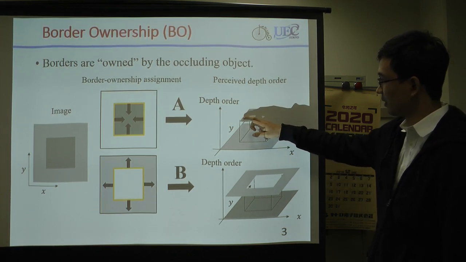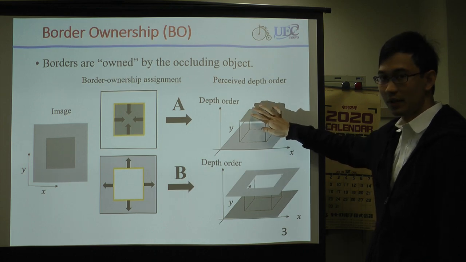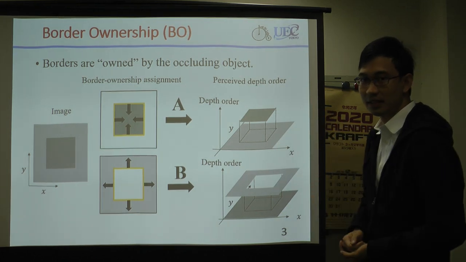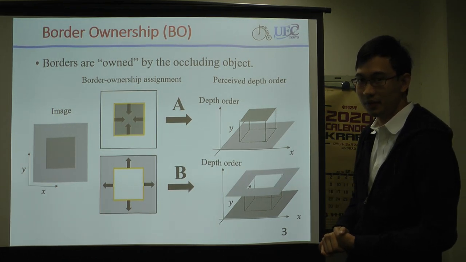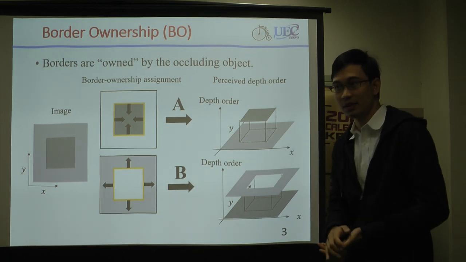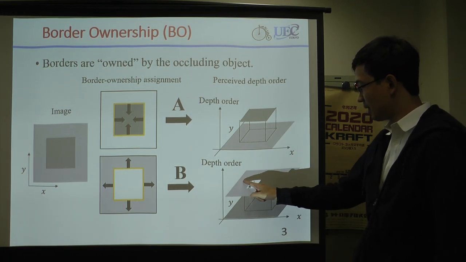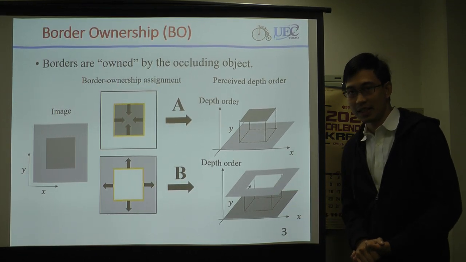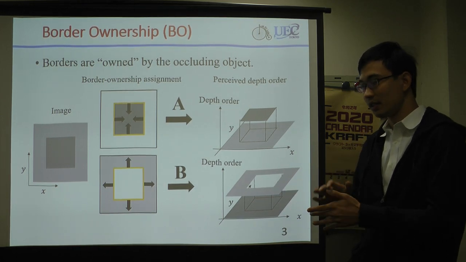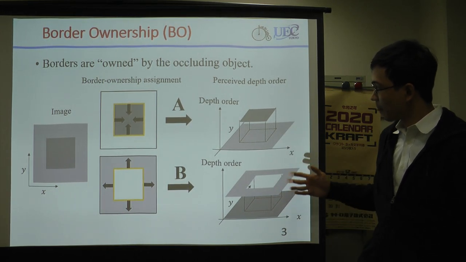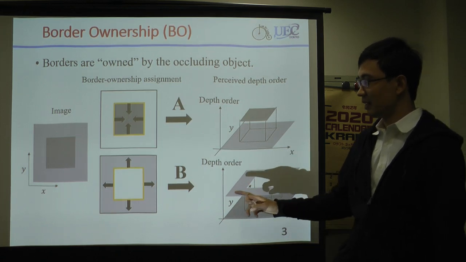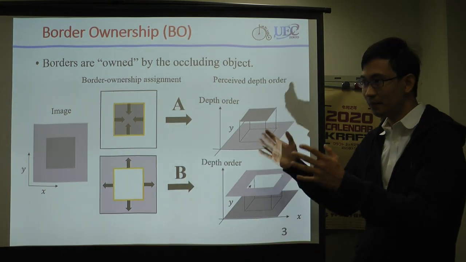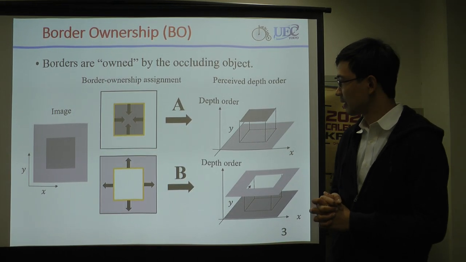As you can see, in the first example, the dark gray square has a larger depth value, and it coincides with being closer to the viewer. Similarly, the light gray window has a higher depth order, and this coincides with an object being closer to the viewer. Now in these two examples, the border that we perceive here, outlined in yellow, is owned by the occluding object.